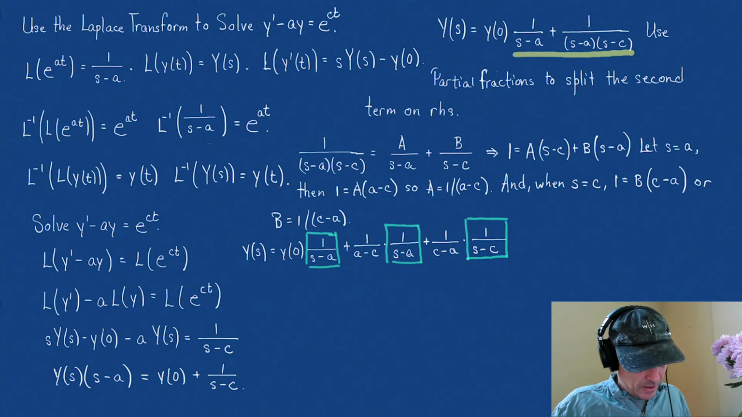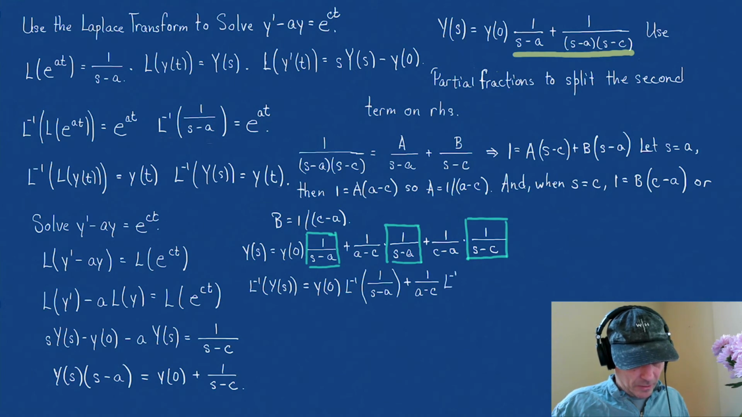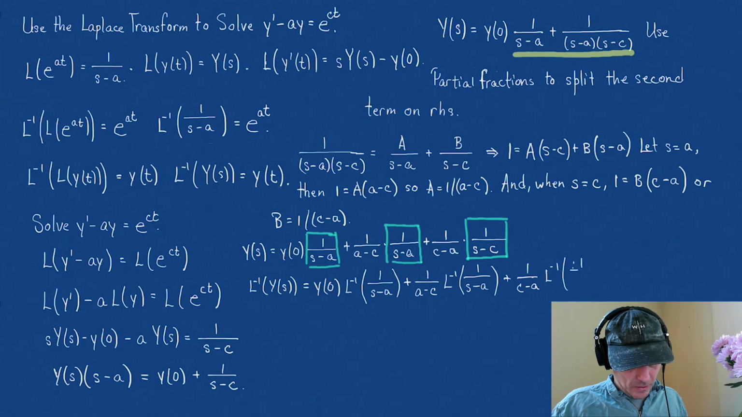We're going to apply, and I'll write it out, the inverse Laplace of capital Y of s equals, and then we write y of 0, because we're just factoring out the coefficient, times the inverse Laplace of 1 over s minus a plus our constant 1 over a minus c times the inverse Laplace of 1 over s minus a plus 1 over c minus a times the inverse Laplace of 1 over s minus c.